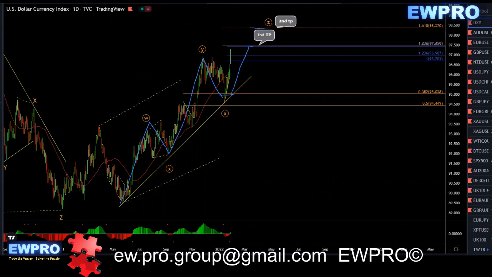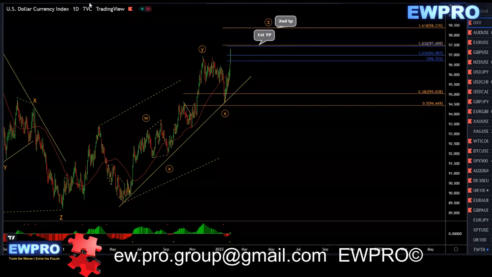So nothing's really changed. We got a higher high, so we got that wave Z up. We also had that bull hidden here, if you've been following me. So yeah, that was a perfect trade up there on the daily.